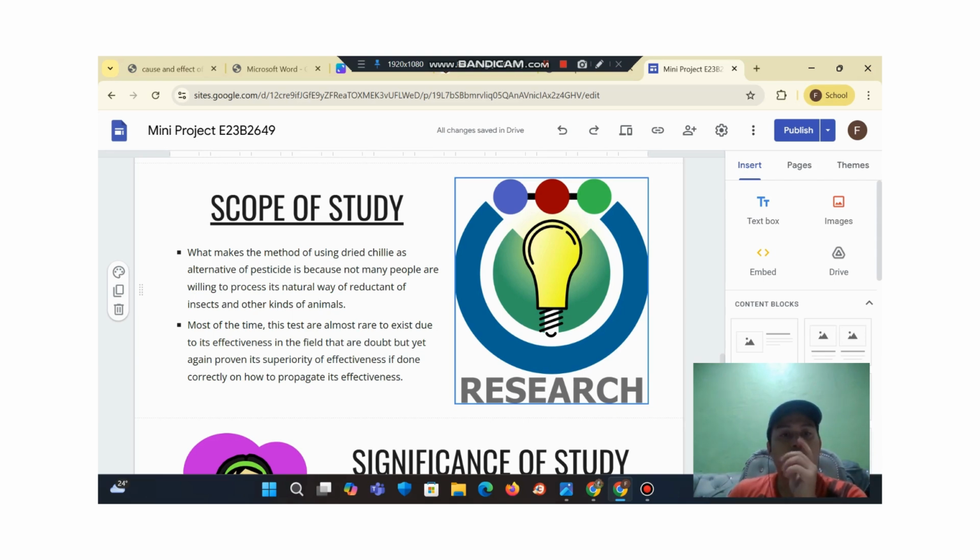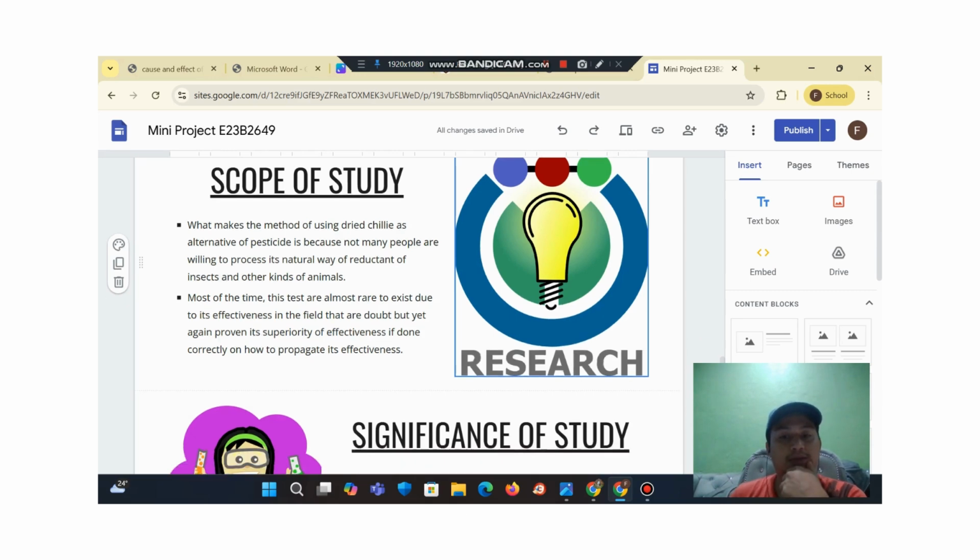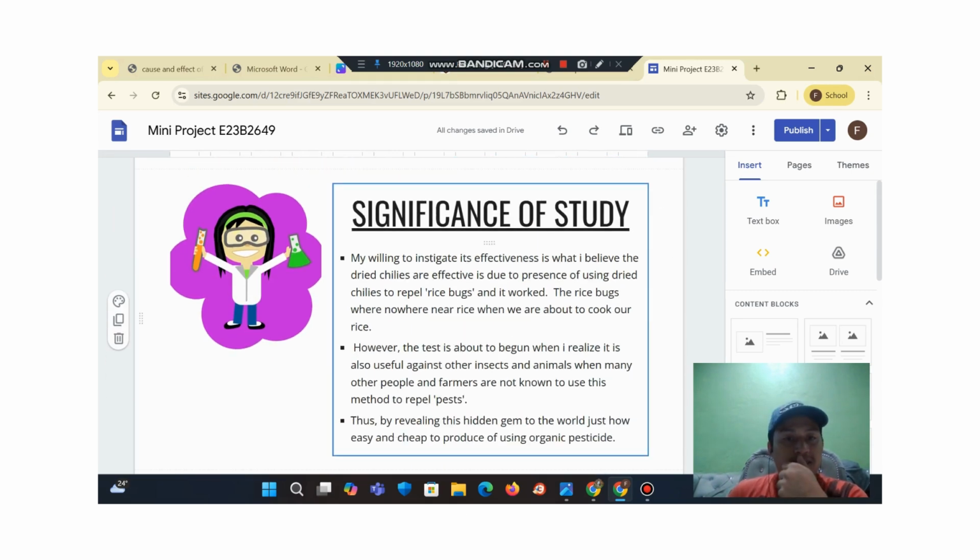So, in my scope of study, the reason I use this method for my research and experiment is because not many people have done this research. I've seen so far that not many farmers or other people use dried chilies as an alternative pesticide. Now, the significance of the study is my way to investigate its effectiveness.